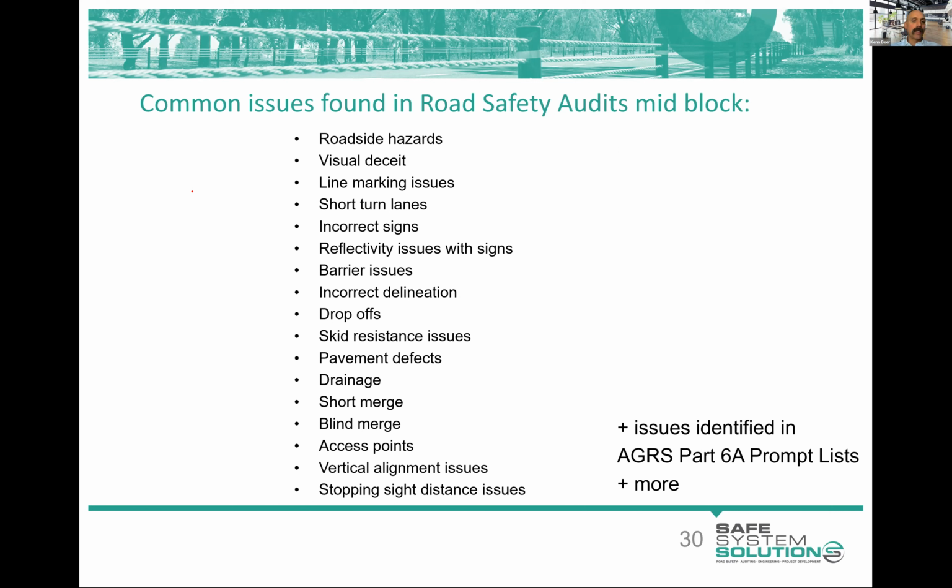Drop off, skid resistance. So short merges and blind merges. So we're thinking about where we are having these merge points? Where are we having overtaking lanes? Where are they coming back in? Are people going to be able to see it? Is it just over a crest or the like? And we know there's some potential challenges around those. That links in a bit with vertical alignment issues.